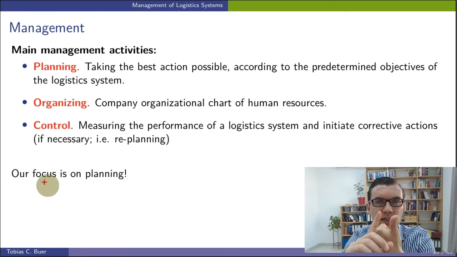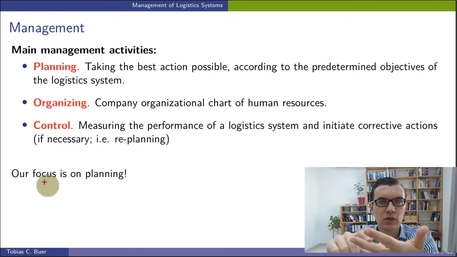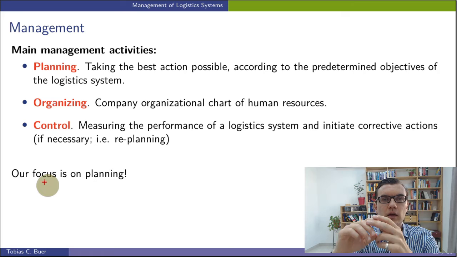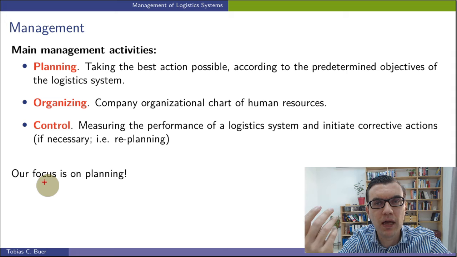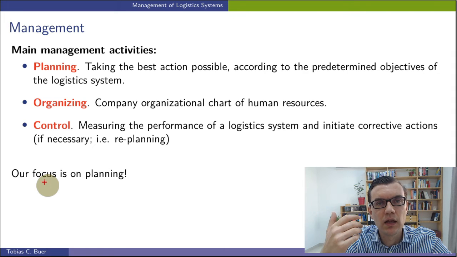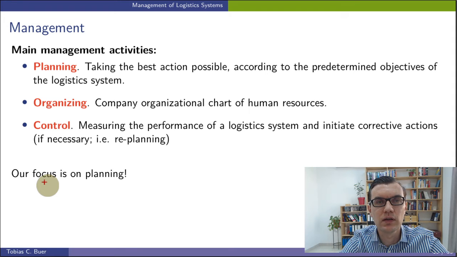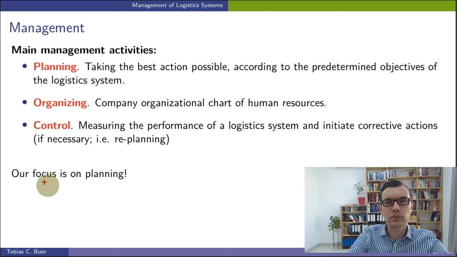The first activity is planning and decision making. The second activity is organizing, and the third activity is control. So planning means we have to think about the possible outcomes of a decision, identifying the alternatives, evaluating the alternatives, and what goals we want to achieve by this decision. And of course, in logistics management, we do this in the context of a logistics system.